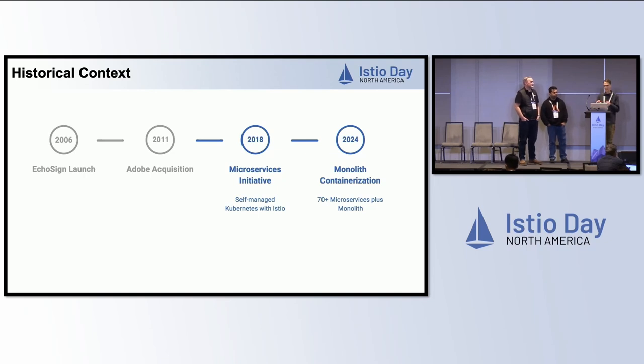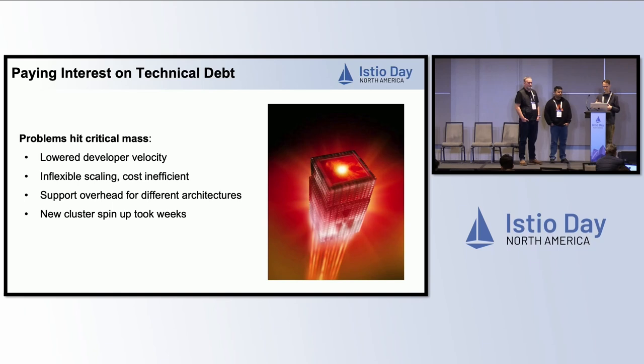But the idea there was that we would take new functionality, new features, and put that in the microservices while concurrently running the monolith. And then over time, we would surgically transplant monolith functions to microservices. Go from 2018 to today, we had 70 microservices, and the monolith is still running. So we weren't really making a lot of progress towards that phasing out of the monolith. And as a result, problems were sort of stacking up on us.